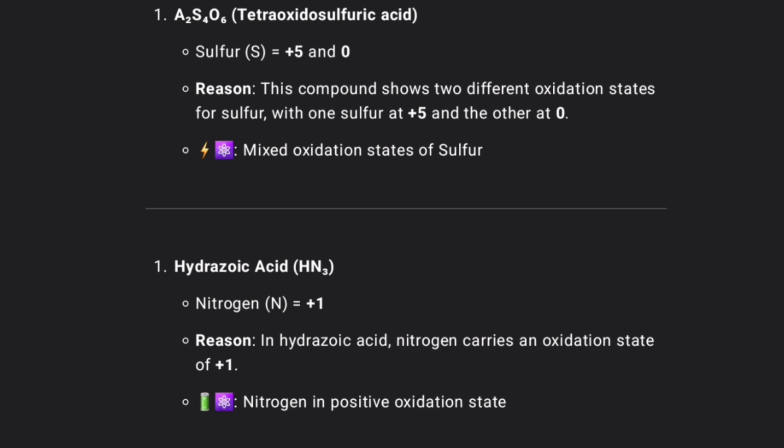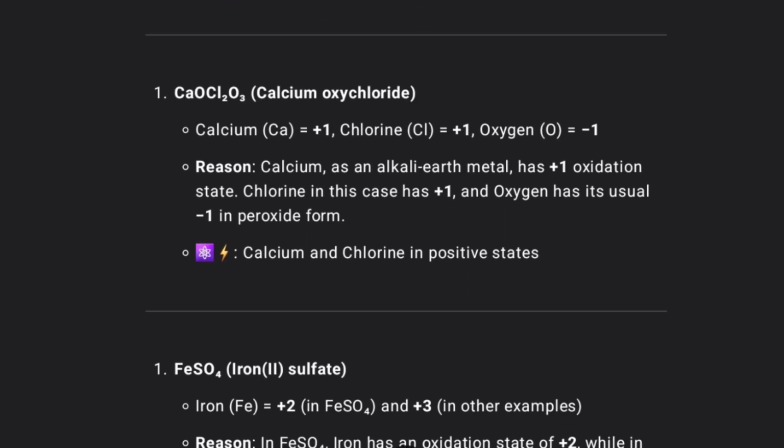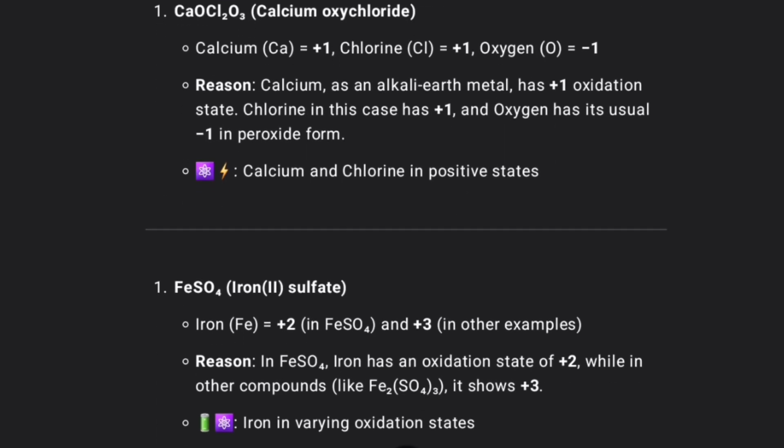9. CaOCl2, calcium oxychloride, calcium Ca equals +1, chlorine Cl +1, oxygen O equals -1. Reason: calcium as an alkaline earth metal has a positive oxidation state. Chlorine in this case has +1 and oxygen has its usual -1 in peroxide form. Calcium and chlorine in positive states. 10. FeSO4, iron(II) sulfate, iron Fe equals +2. Reason: in FeSO4 iron has an oxidation state of +2, while in other compounds like Fe2O3 it shows +3. Iron in varying oxidation states.